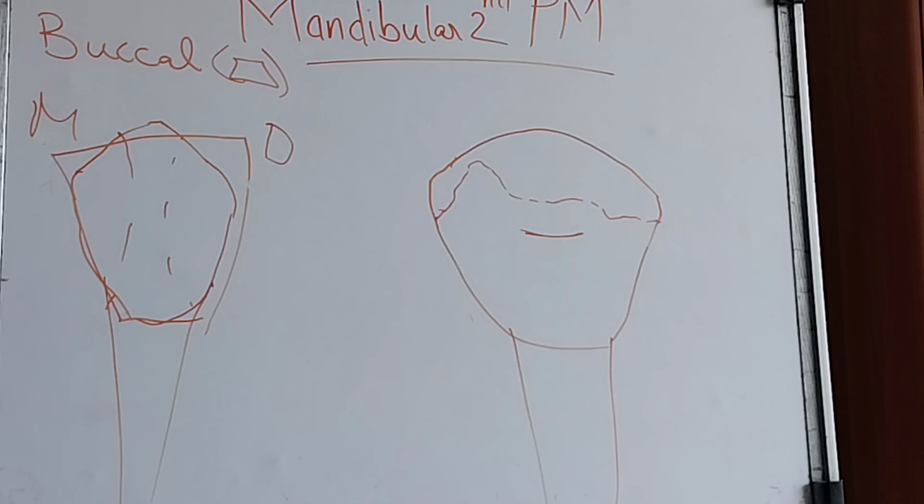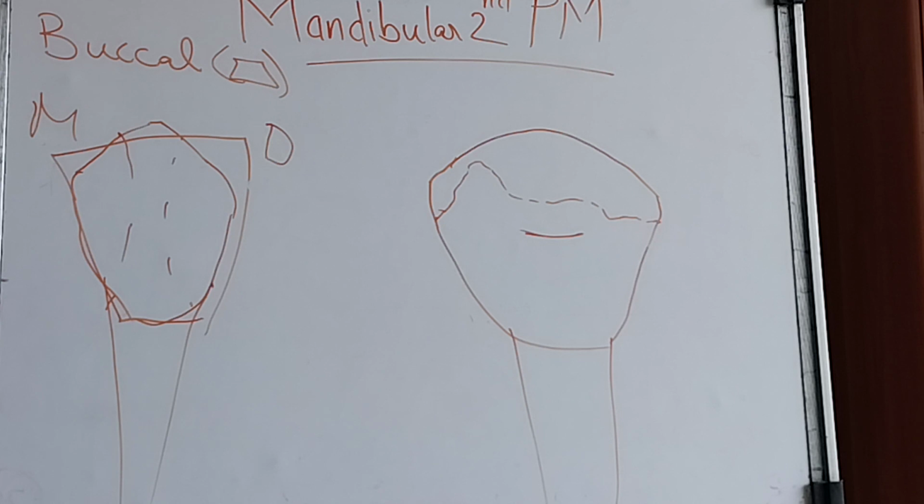Basically when we see the buccal aspect, we can see this buccal ridge over here. What other features can we see? We can see this buccal cusp tip. This is quite blunt, not as sharp as we saw in the first mandibular premolar. Why? Because it helps in grinding, not in the tearing of food.